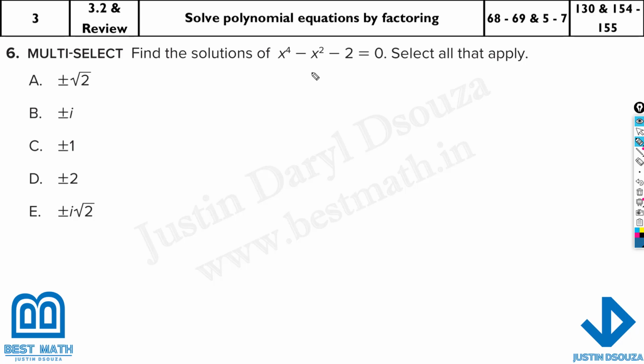Here we need to use the u is equal to x squared method. So I'm assuming u is equal to x squared. So what's going to happen here? That is u squared minus u minus 2 is equal to 0.